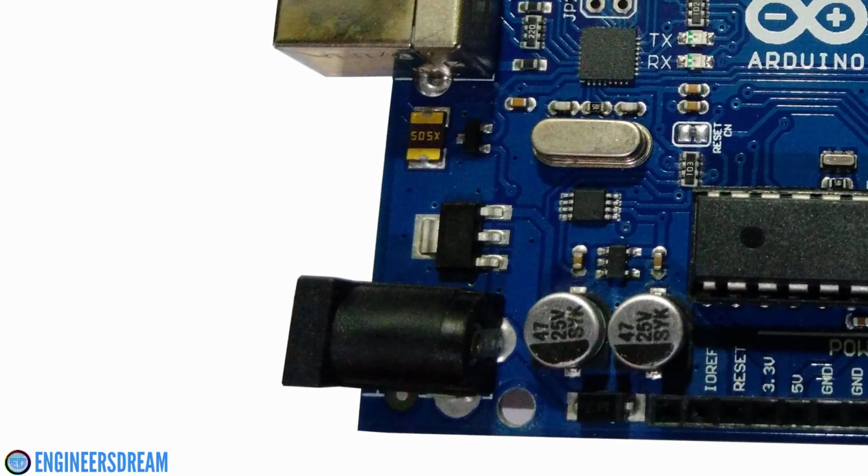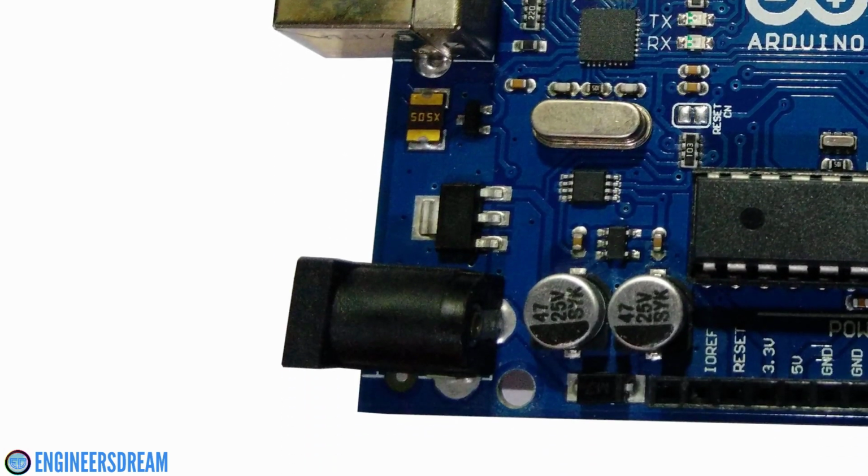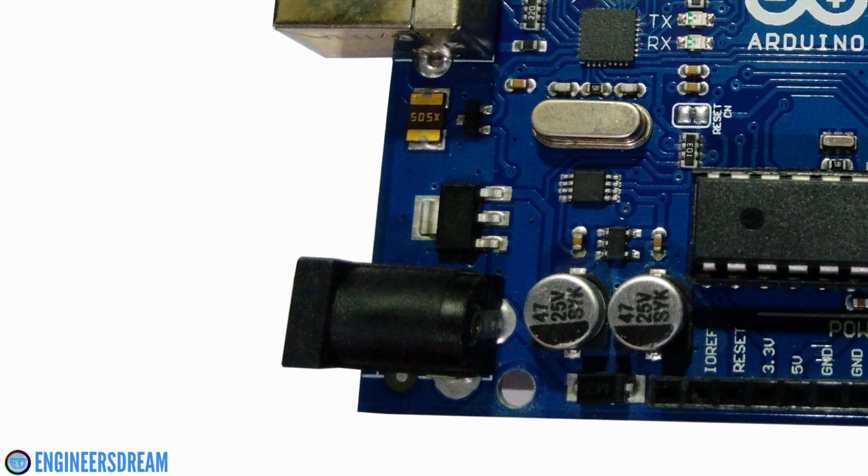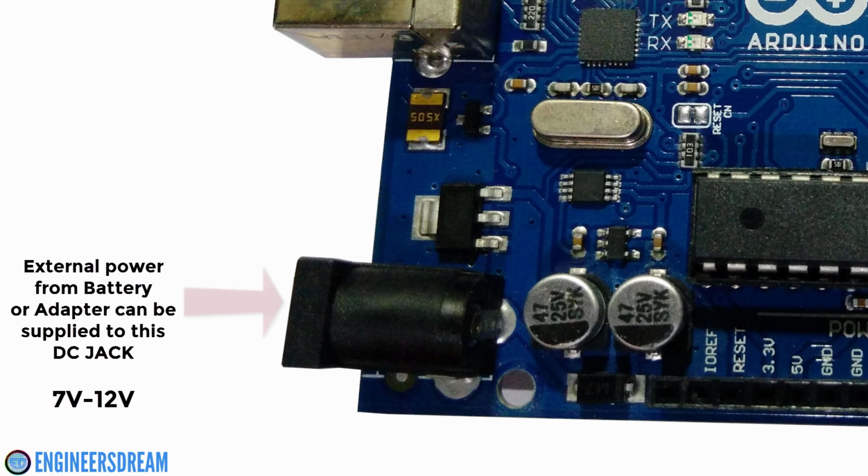Now, if you look at this part over here, which is on the lower left side, then this part is called as the external power supply part. This part consists of a DC jack connector and a voltage regulator. So guys, after uploading the program in the Arduino, if we want to give external power supply to it, then we can provide external power using this DC jack connector. We can supply external power between 7 volts to 12 volts using a battery or an adapter. The maximum supply that we can give is around 20 volts.